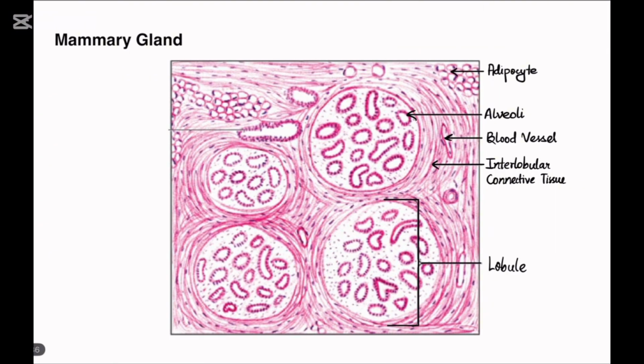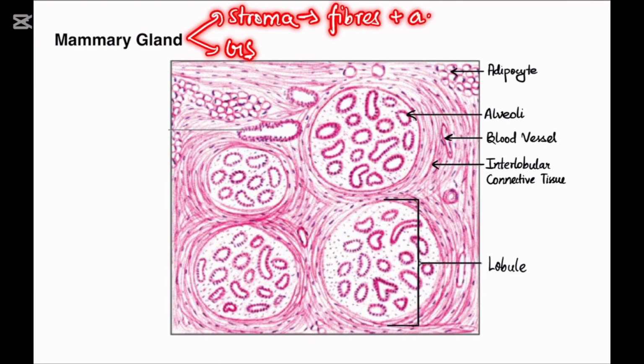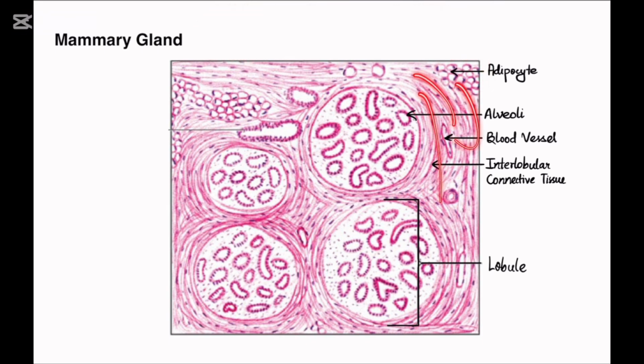So in histology, again remember, you have two things. You have the stroma and you have your glandular system. The stroma contains fibers and fat or adipocytes, since the stroma is fibrofatty. So you have adipocytes and lots of fibers.